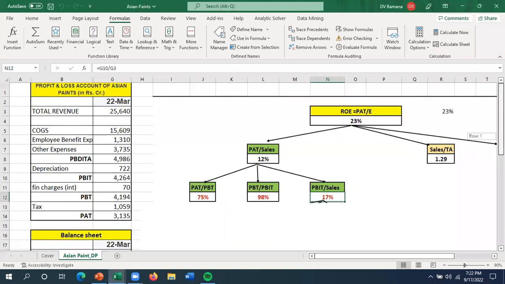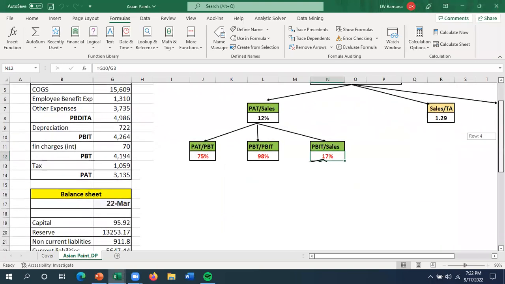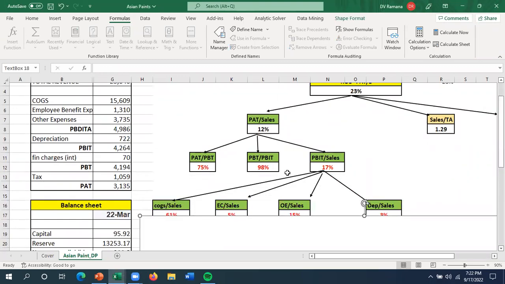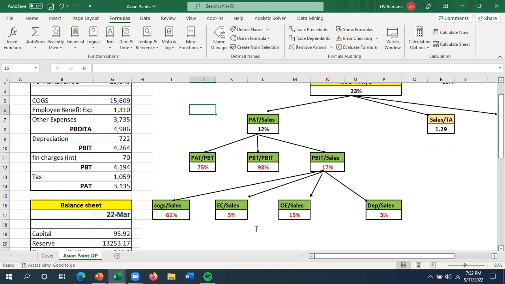In Asian Paints, 83% of the sales are expenses. So what are those expenses? COGS is accounting for 61% of the sales, because the paint industry is more production oriented, isn't it? The employee cost is accounting for 5% of the sales. Depreciation is accounting for 3% of the sales.